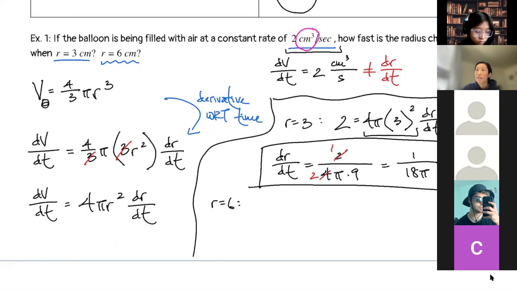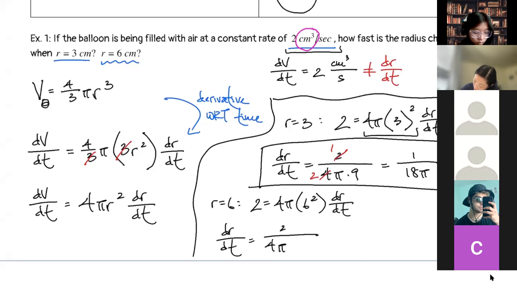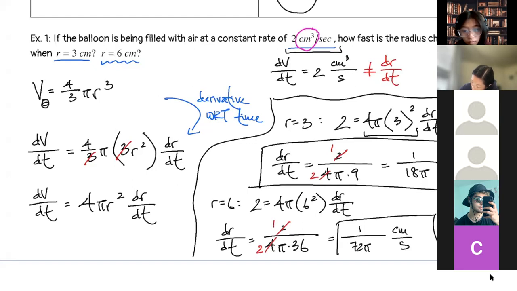Six instead of 3, right? And that's going to be the only change. Everything else is going to stay the same. And I'm going to solve for dr dt. I'm going to reduce a little bit. That is how fast the radius changes over time.